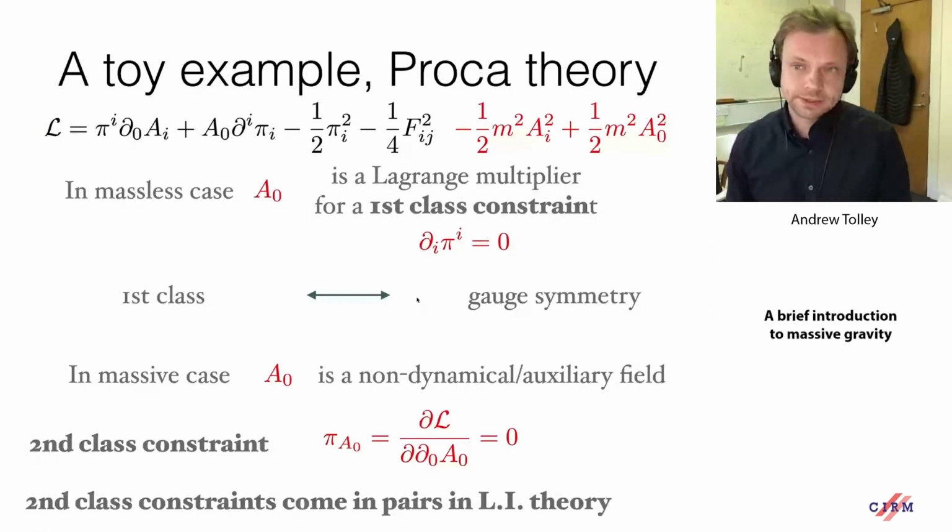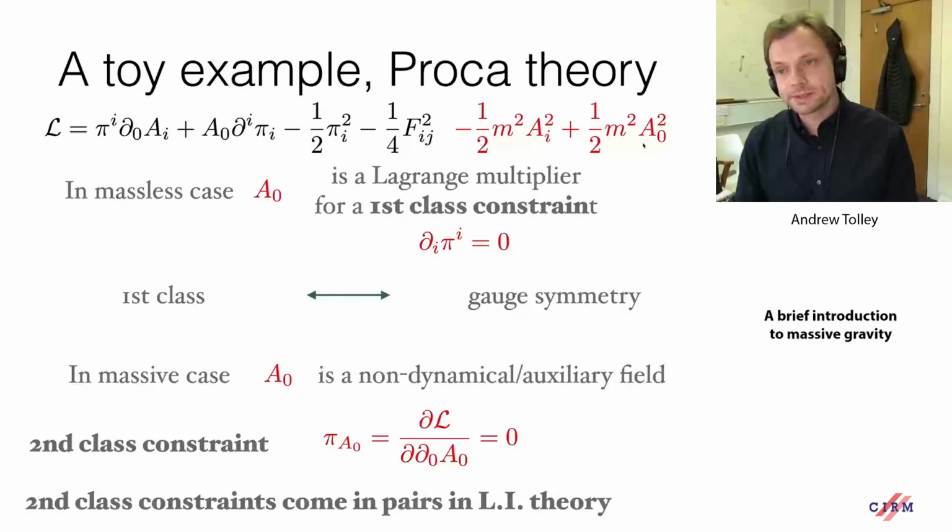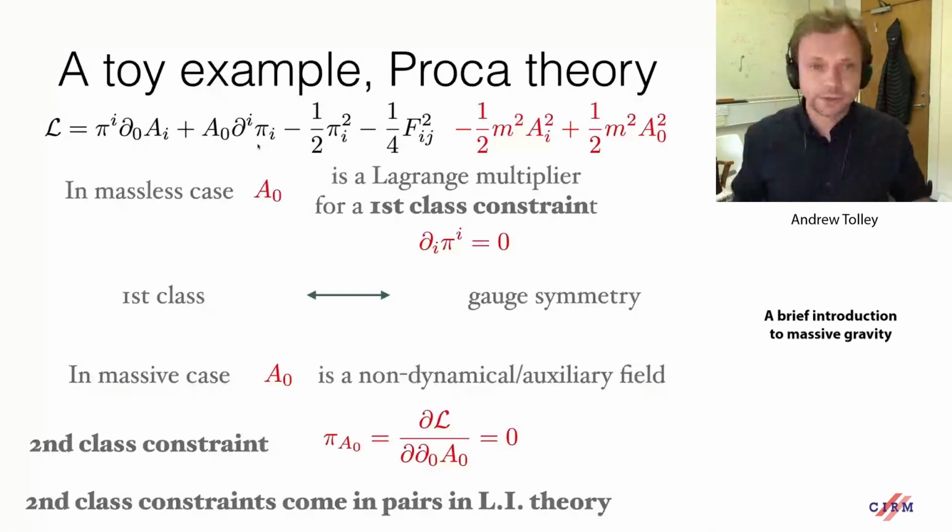In the massive case, that's completely changed. The mass term, being quadratic, automatically breaks the linearity of the action in A0, and therefore A0 is no longer a Lagrange multiplier. It's still non-dynamical. There is no A0 dot in the action anywhere. So it's a non-dynamical or auxiliary degree of freedom. I could actually integrate it out. I could solve for A0: A0 goes like ∂_i π^i over m squared, plug it back in, and I generate a funny (∂_i π^i) squared over m to the 4 interaction.